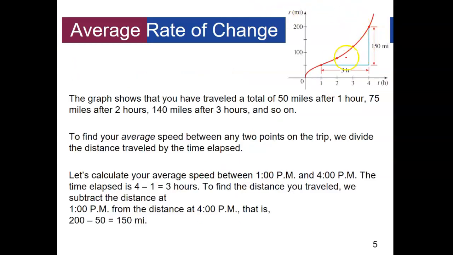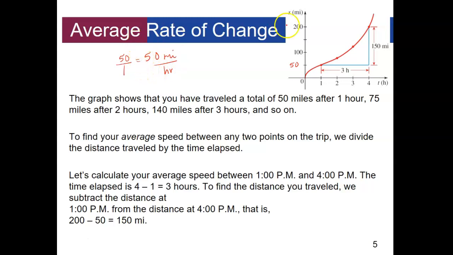Okay, so if we look at this graph here, it's showing your travels over a 4-hour period. So on the first hour, we go 50 miles because at time t equals 1, or at 1 hour, we've gone 50 miles. If we wanted to know our average rate of change over that interval, we would look at the distance traveled divided by the time. And so we're going to get 50 as far as our miles per hour with that.